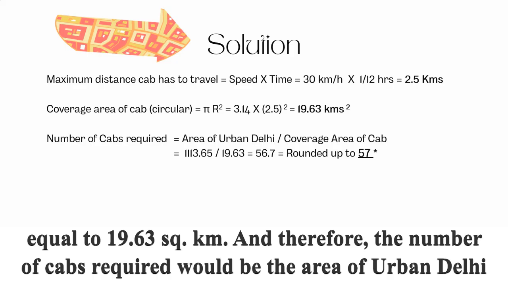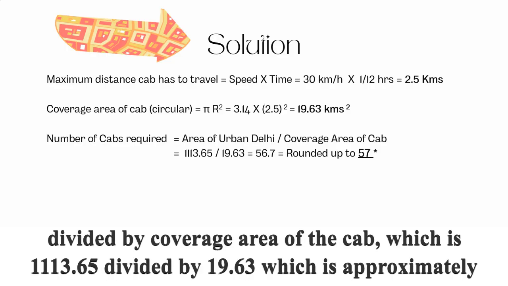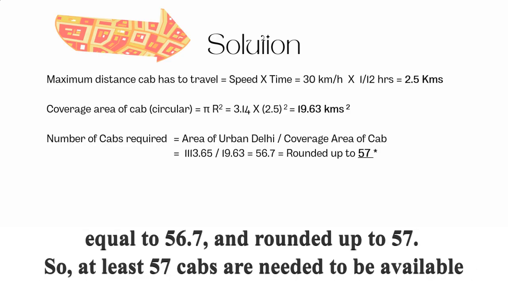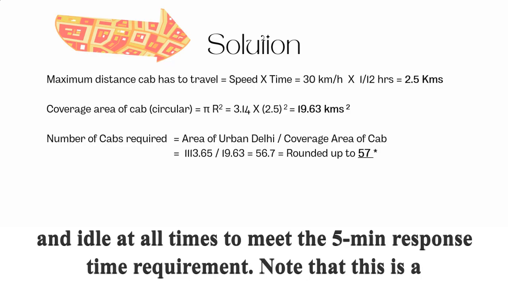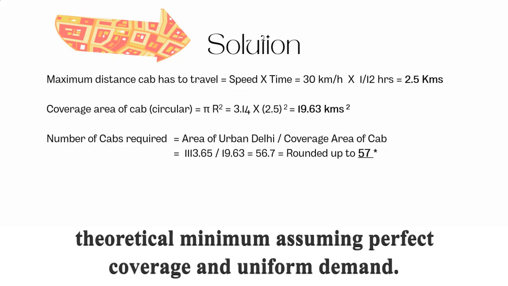And therefore, the number of cabs required would be the area of urban Delhi divided by the coverage area of the cab, which is 1113.65 divided by 19.63, which is approximately equal to 56.7, rounded up to 57. So at least 57 cabs are needed to be available and idle at all times to meet the 5-minute response time requirement. Note that this is a theoretical minimum, assuming perfect coverage and uniform demand.